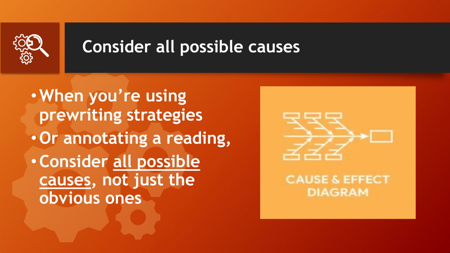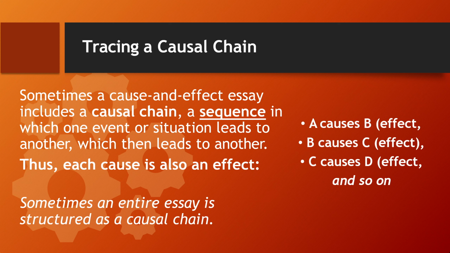When you are writing a cause and effect essay, it's a great idea to list out all possible causes for something, even if you're not going to write about it. Not just the obvious ones, because you may come up with something else that's very good. Sometimes it's not just a singular cause, but a chain reaction: a cause that creates an effect, and that effect causes something else to happen, and so on and so forth.